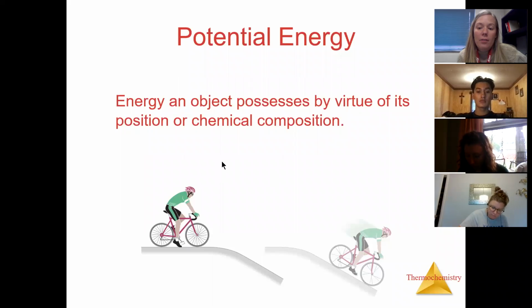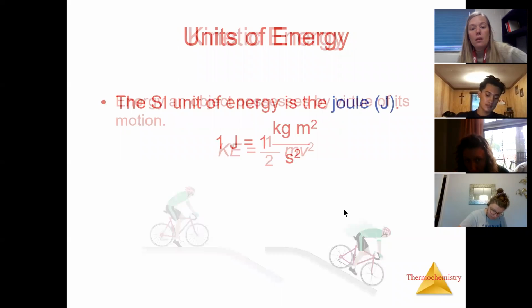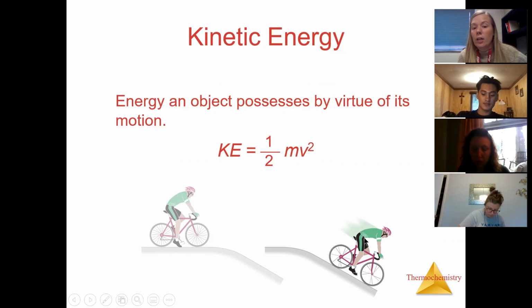The guy over here on the right, once he's crested over the edge of this hill, is in a state of motion. And when you're in a state of motion, you possess a certain amount of energy, which is known as kinetic energy. So he's taken this potential energy of sitting up at the top of the hill, and he's now converted it into kinetic energy. And you do want to know this equation.